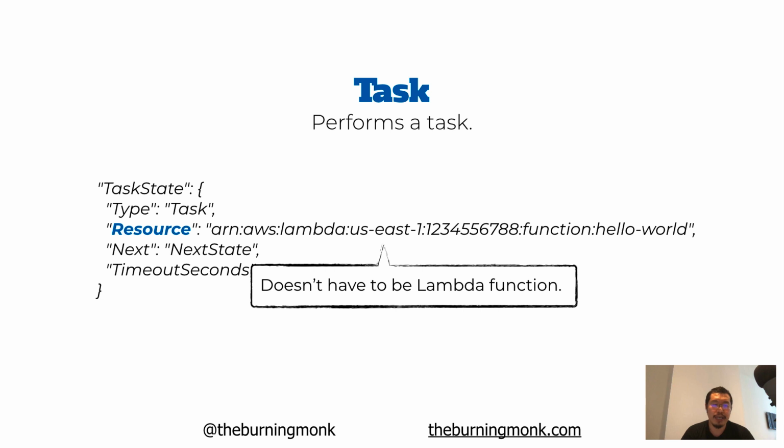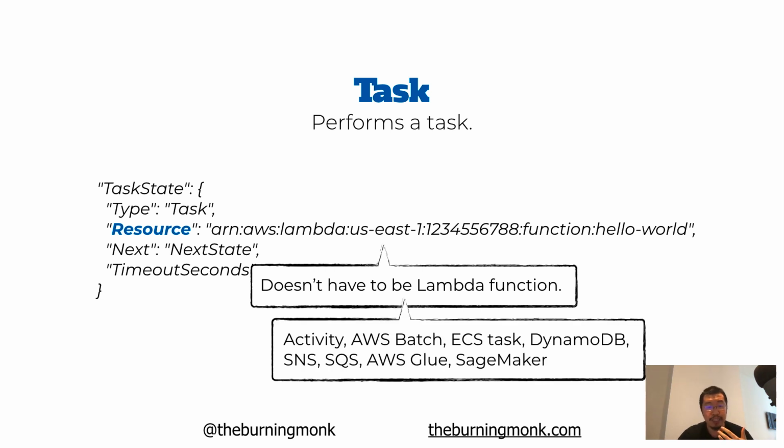Another thing worth mentioning is that a task state doesn't have to just invoke a Lambda function. You can use it to integrate with other AWS services directly, including triggering an ECS task, which can run on Fargate if you don't want to manage an ECS cluster yourself. You can also read and write data to and from DynamoDB tables, publish messages to SNS topics or SQS queues, or even trigger a task in AWS Glue for some ETL job, or trigger some SageMaker machine learning job, without having to write custom Lambda code to glue things together.